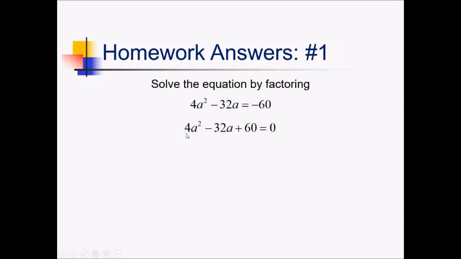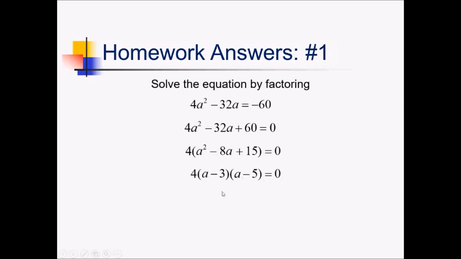Now 4 goes into 4, 32, and 60, so I can actually factor a 4 out of all this. That leaves me with a squared minus 8a plus 60 divided by 4 is 15. And factors of 15 that add up to negative 8. Well, let's see here. 1 and 15 won't do it. 3 and 5 is the only other choice. If I had negative 3 and negative 5, that adds up to negative 8. So I've got my 4 here still. I have an a minus 3, and I have an a minus 5.